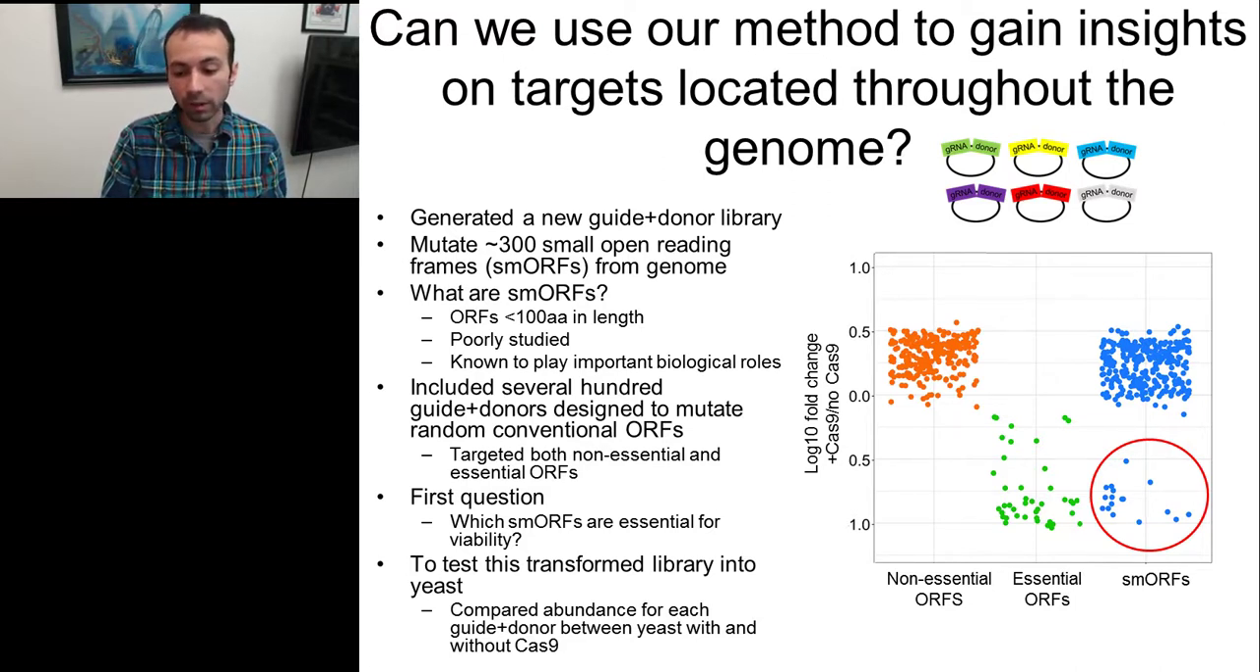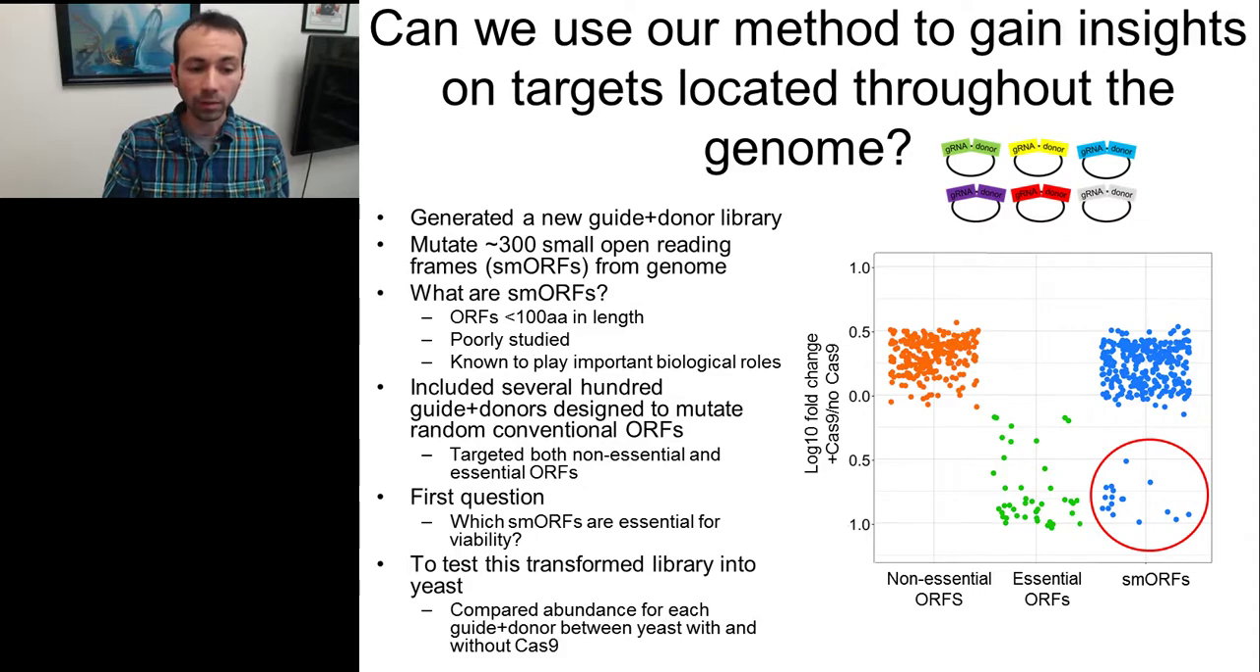And finally, when we targeted the SMORFs, we were kind of excited to see that there was a small subset of SMORFs that actually appeared to be essential for the cells to grow. While the vast majority of SMORFs, though, appear to not be essential. So still an interesting result. So the next thing we asked is what other roles might exist for SMORFs.